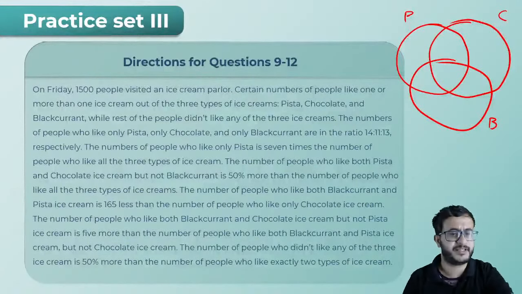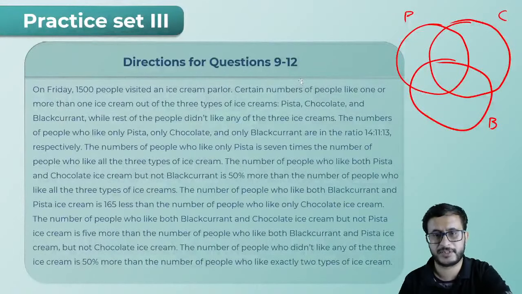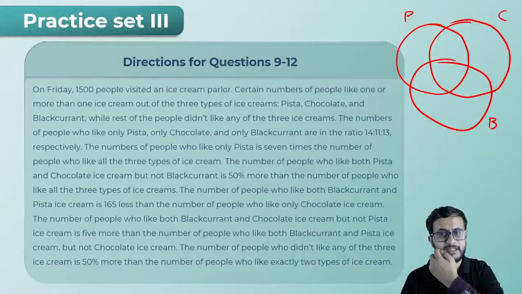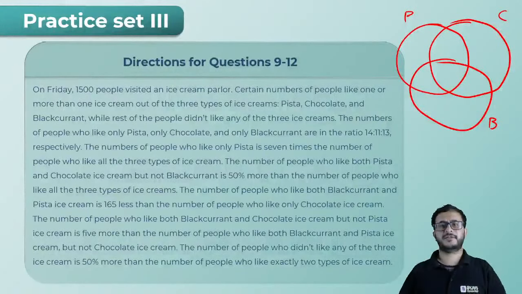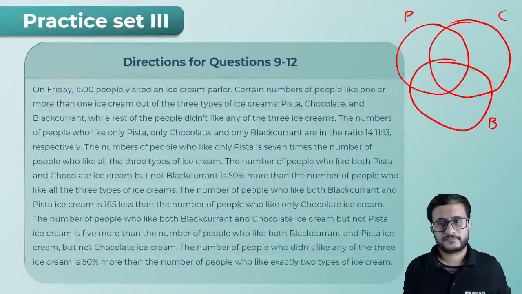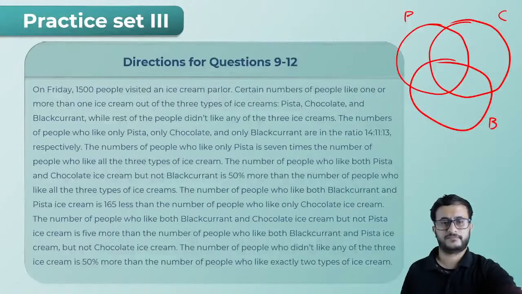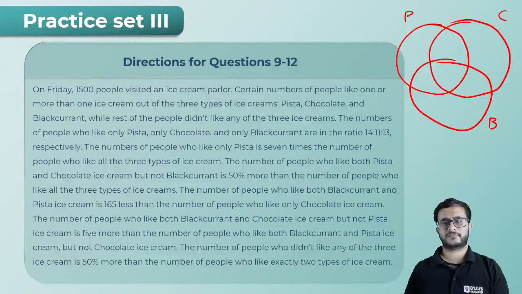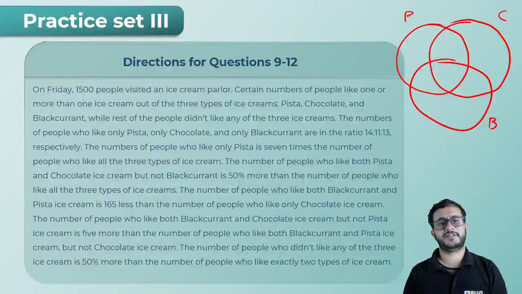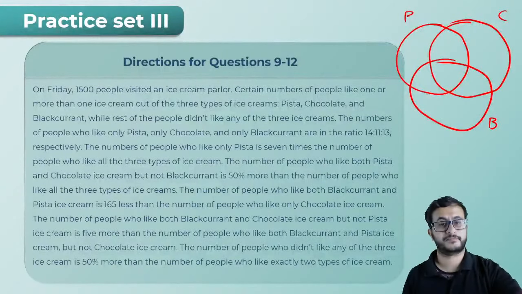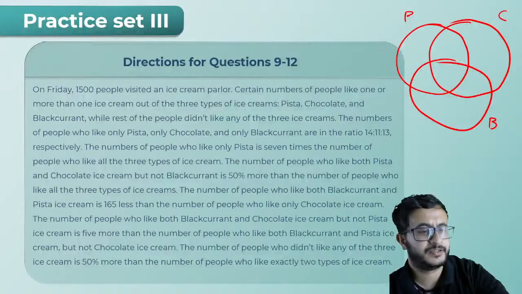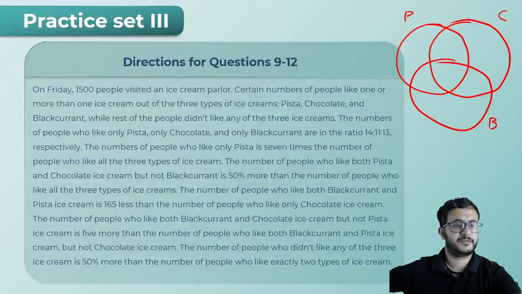So all conditions are given. These are the only conditions, no extra conditions apart from this. It just requires some calculation to solve it. So 1500 people visited and some people like one particular type.